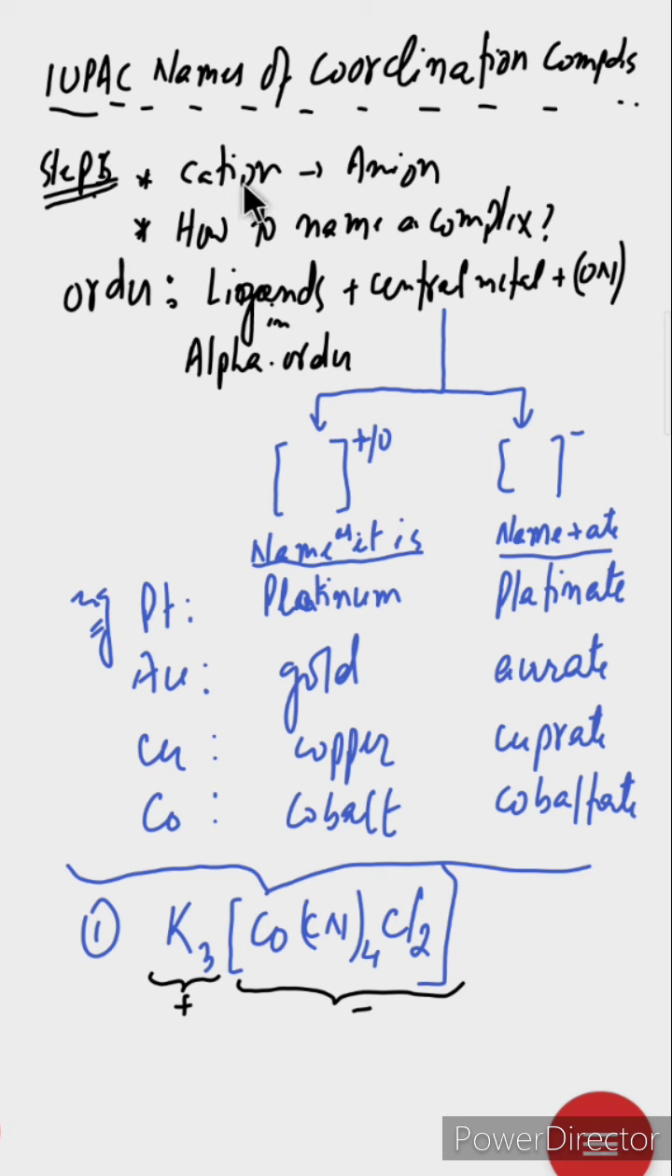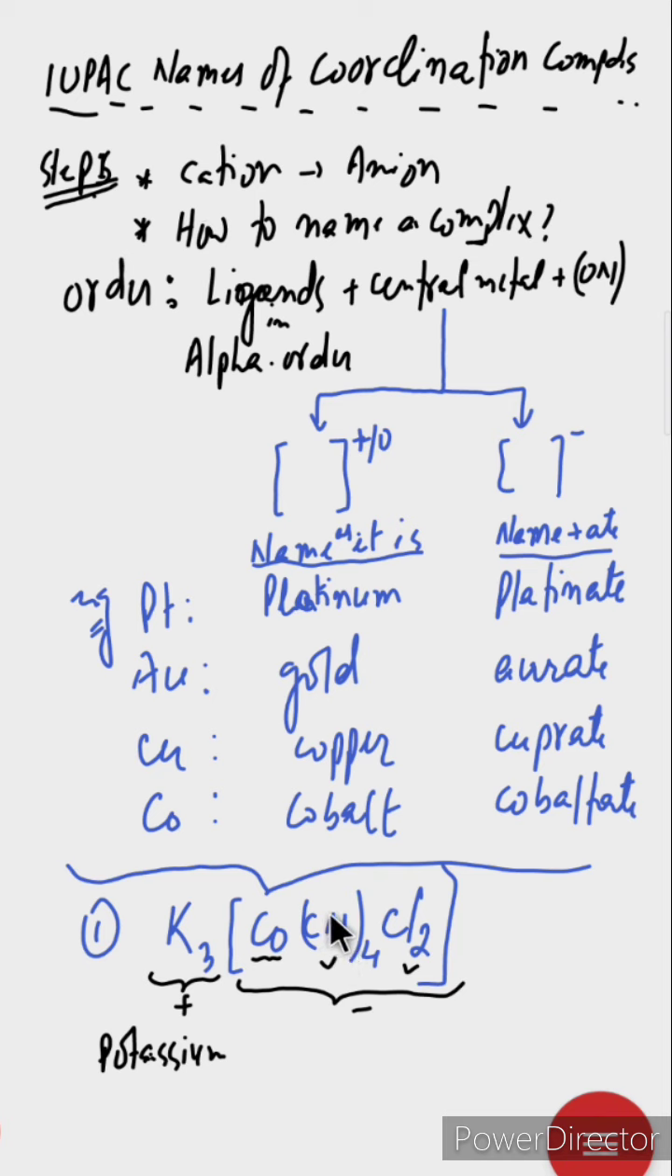According to the steps or rule, the cation must be named first and then the anion. So its name starts with potassium. We must write potassium first, because potassium is the cation, so we write the name of the cation first and then the anion. The anion is a complex, so for naming a complex we need to follow this order. This is our central metal, and these two are ligands, right? So these two ligands must be named in alphabetical order.